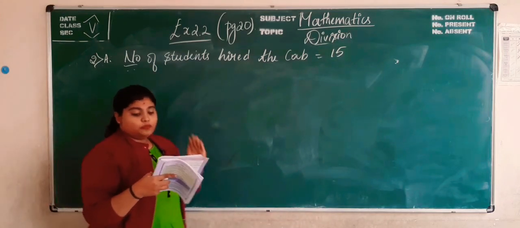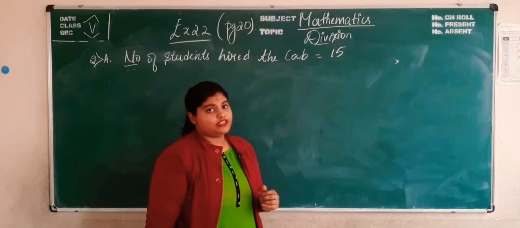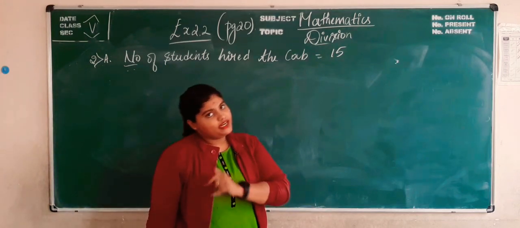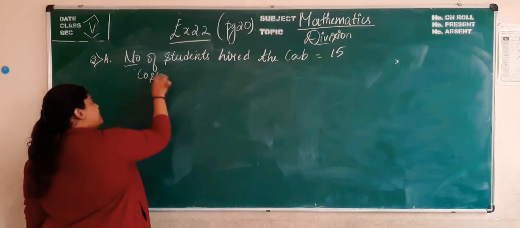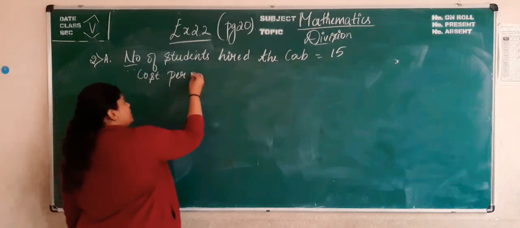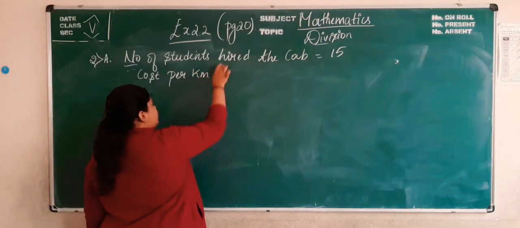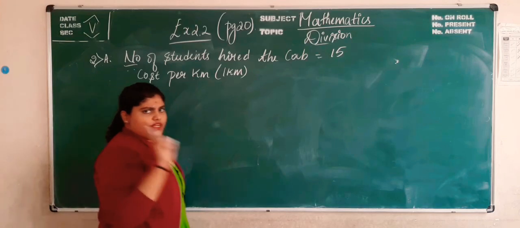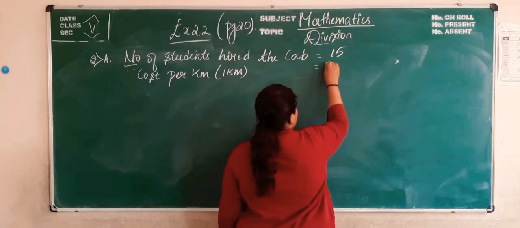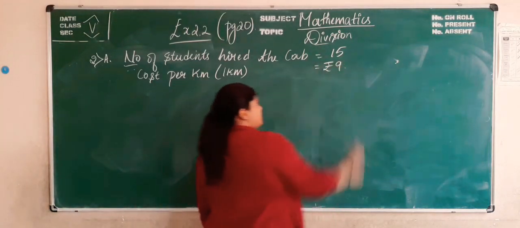Next, at rupees 9 per kilometer. Yes, cost per kilometer. Right. So cost per means 1 kilometer. Cost per kilometer. I'll write 1 kilometer. I've told you per means 1. Cost per kilometer is equal to rupees 9.